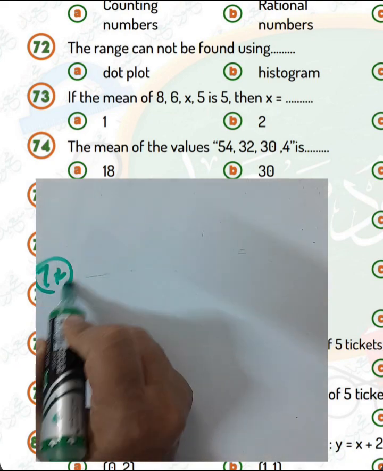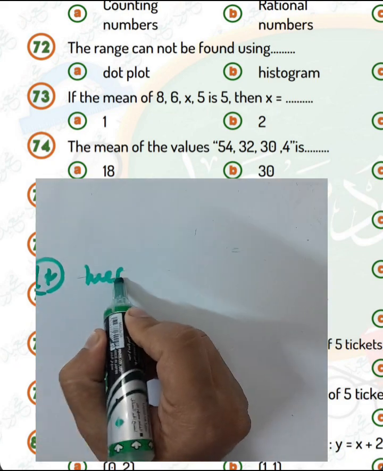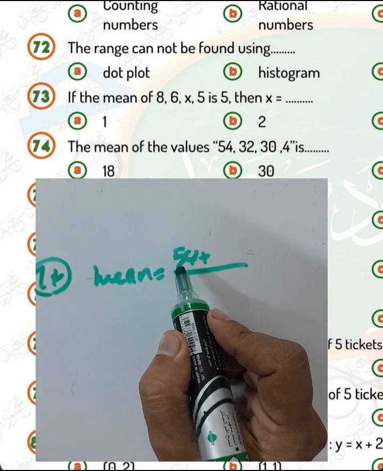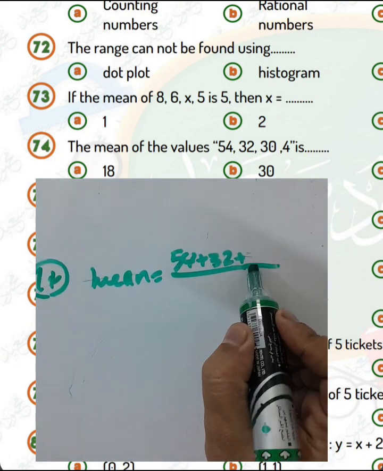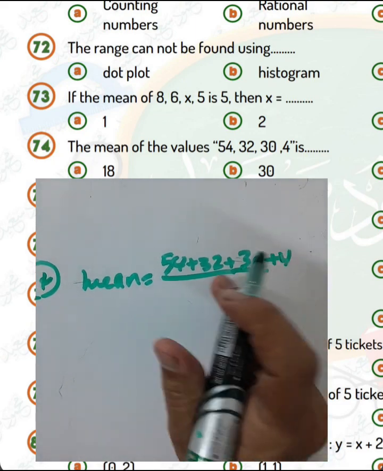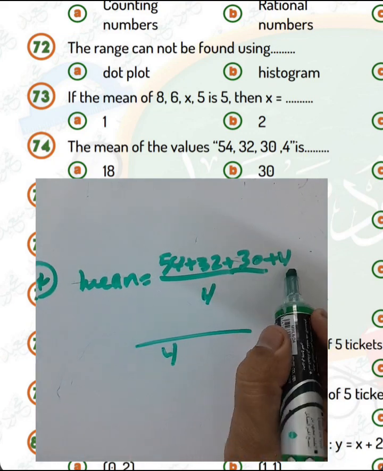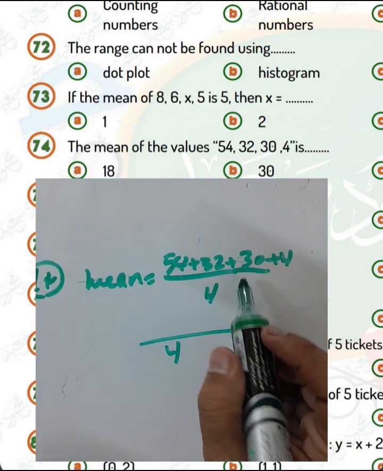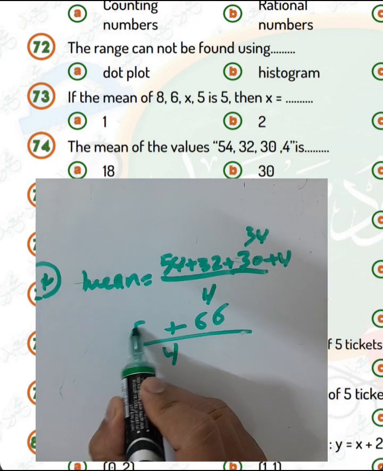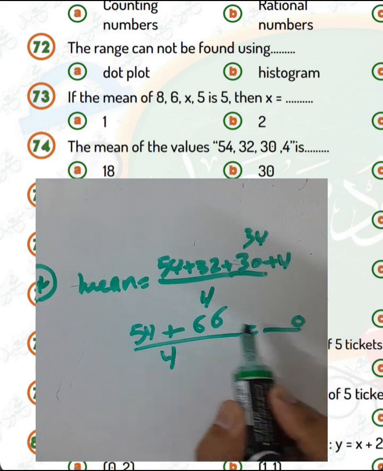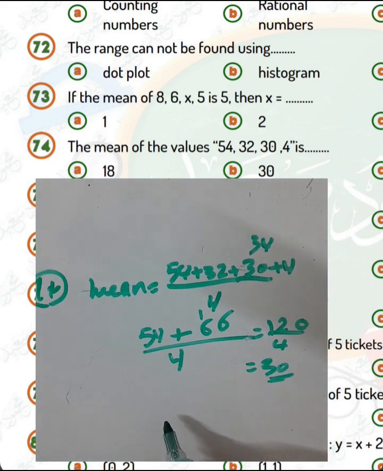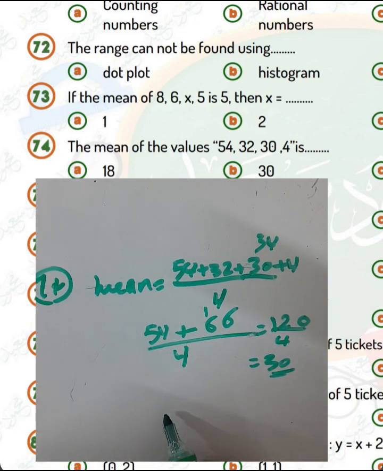Next question, 74. The mean of the values. We can find the sum of all values divided by 4: 4 plus 30 is 34, and 34 plus 32 will be 66. Plus 54 gives 120, and dividing by 4, the mean here will be 30.